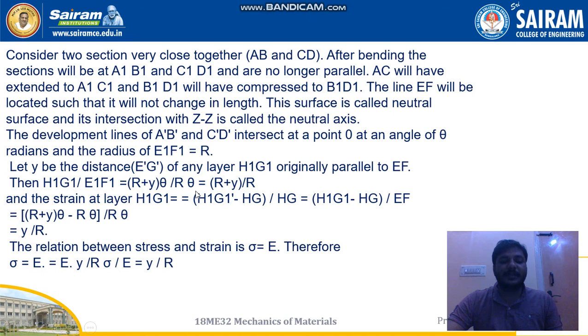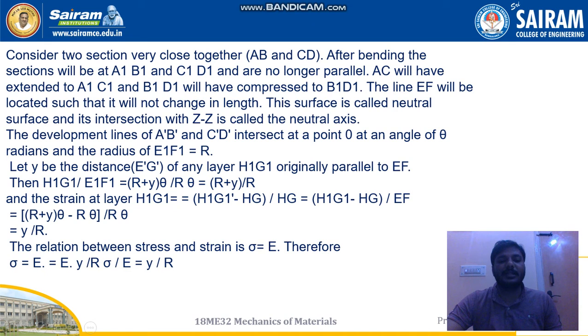And the strain at this layer, from the points H1 and G1, is (R plus Y) into theta minus R into theta, divided by R into theta. So now the strain will be equal to Y by R. Again, Y is the distance from the neutral layer, and R is the radius of curvature. Now the relation between stress and strain: stress will be equal to strain into Y by R.